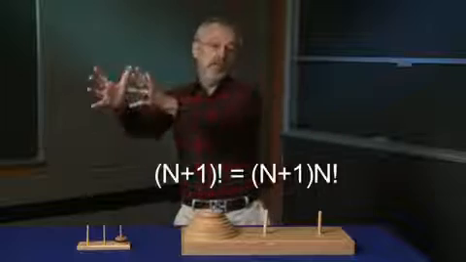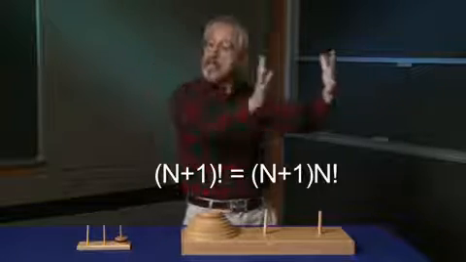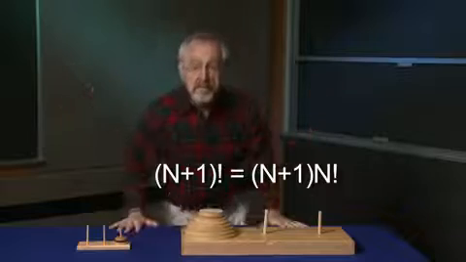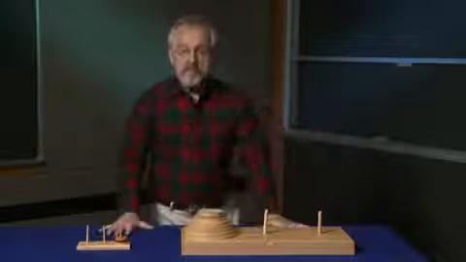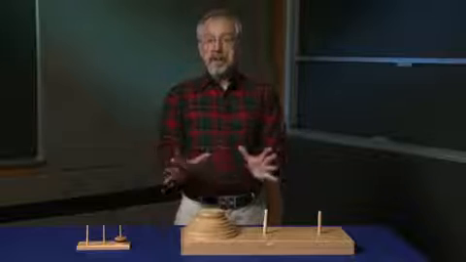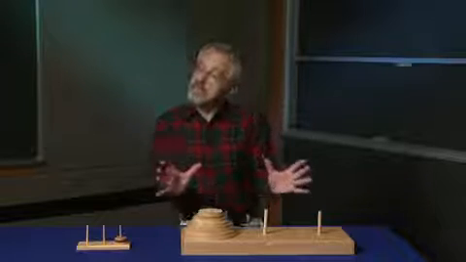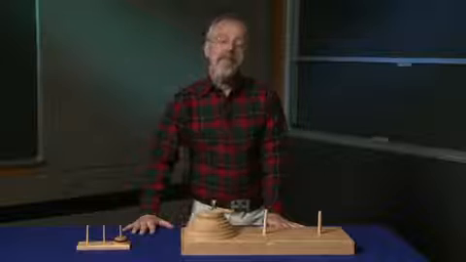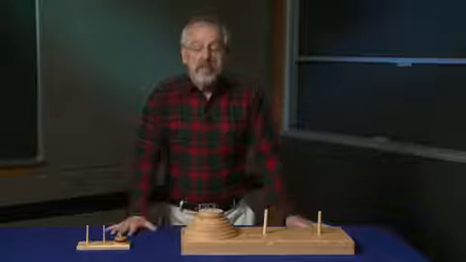So I could say n plus 1 factorial equals n plus 1 times n factorial, and continue on to larger values of n and calculate n factorial that way. So that's a simple example of recursion. Our solution to the towers of Hanoi problem is a slightly more complicated example of recursion. Okay? And that's basically what we're doing today.